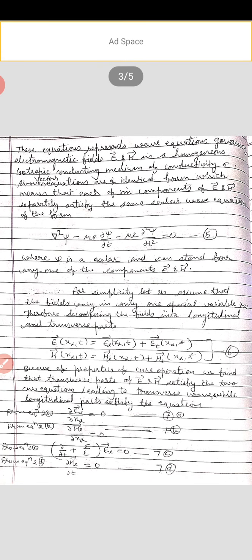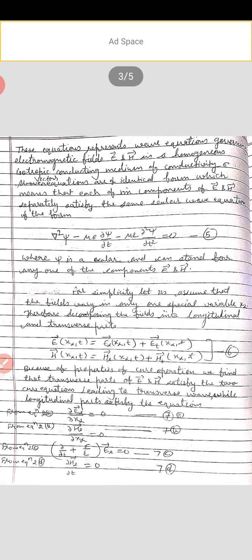These equations represent wave equations governing electromagnetic fields E and H in a homogeneous isotropic conducting medium of conductivity sigma. And the above vector equations are of identical form.